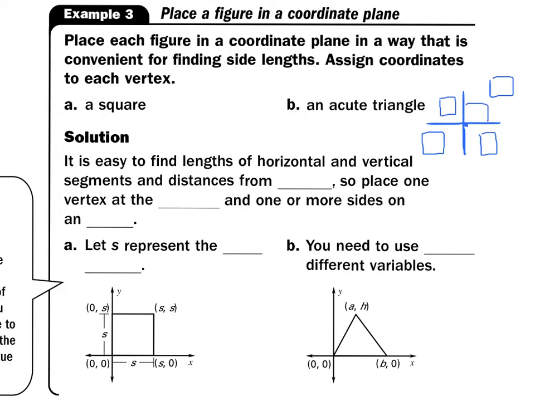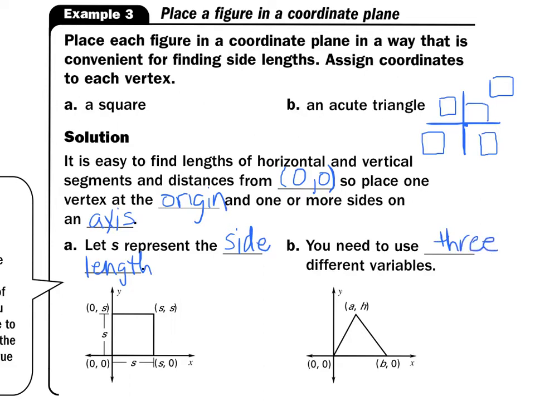So it's easy to find the lengths of horizontal and vertical segments in distance from 0, 0. So place one vertex at the origin and one or more sides on an axis. Let S represent the side length, and you need to use 3 different variables on B.